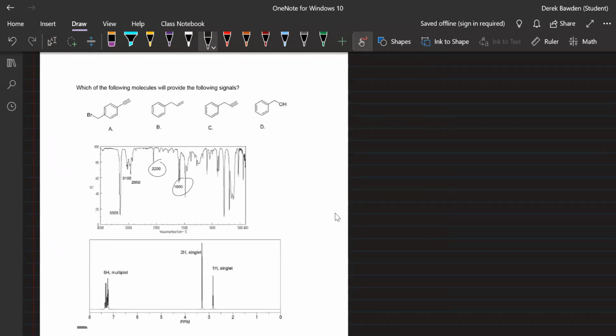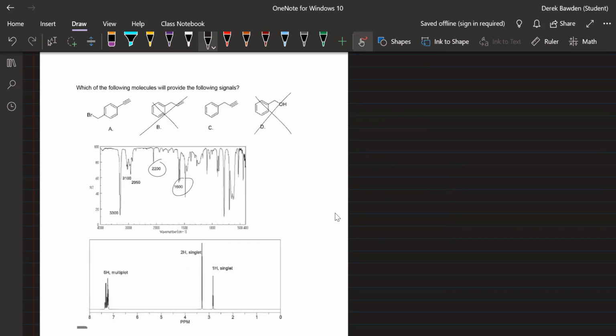Now let's go look at our options and which ones we can cross out. We know that B does not have a C triple bond C, so we can get rid of B. D also does not have a C triple bond C. So now we need to determine between A and C. Let's look at our HNMR graph and determine which one would have the correct hydrogens.